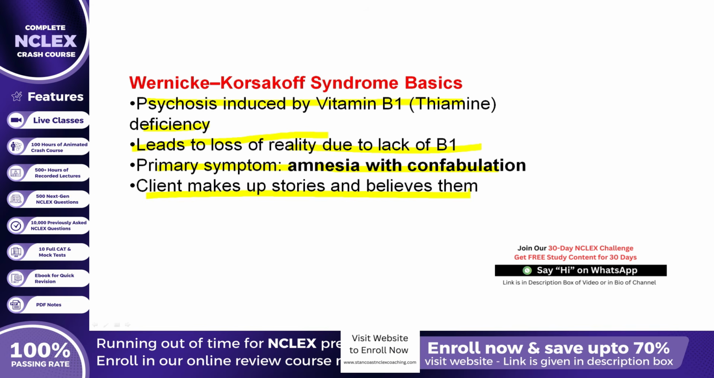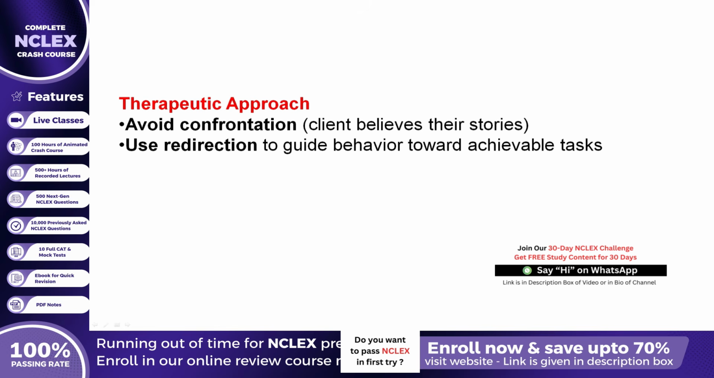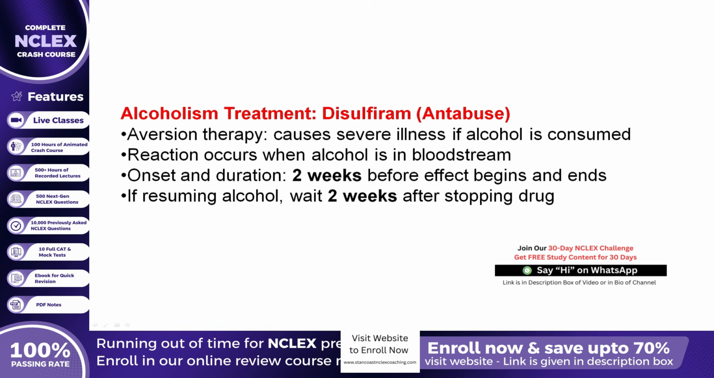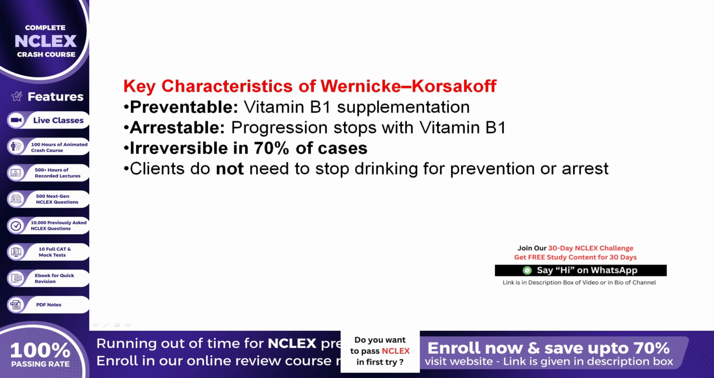As we shift to therapeutic management, the key is to avoid confrontation, because the client truly believes their stories. Instead of challenging them, you use redirection to guide their behavior toward achievable tasks. Looking at core characteristics, this condition is preventable through vitamin B1 supplementation. It is also arrestable, meaning its progression stops with vitamin B1. Unfortunately, it is irreversible in 70% of cases. Importantly, clients do not need to stop drinking for prevention or arrest.